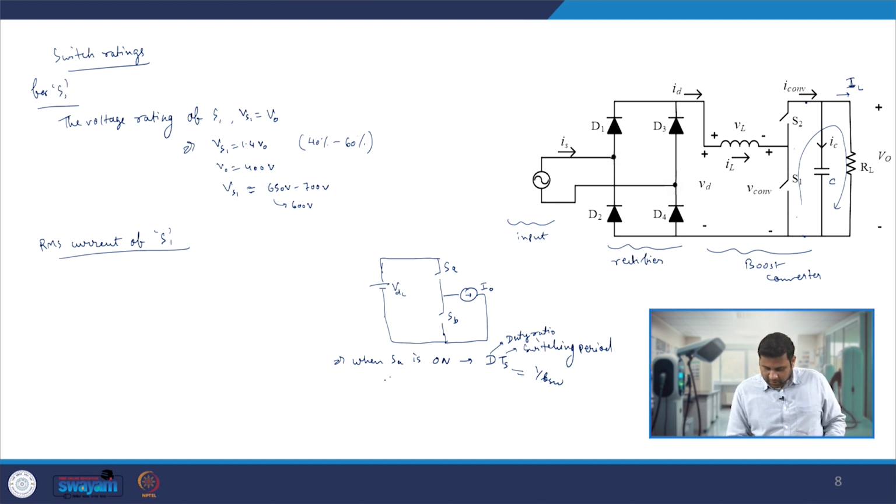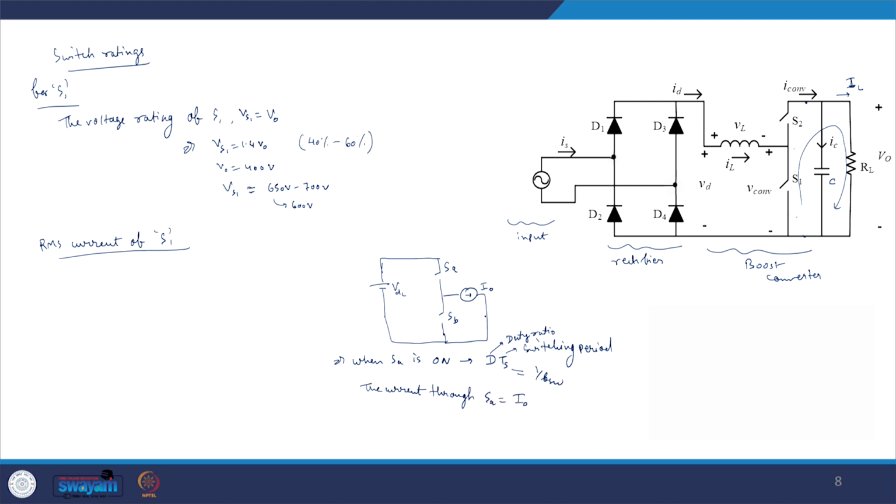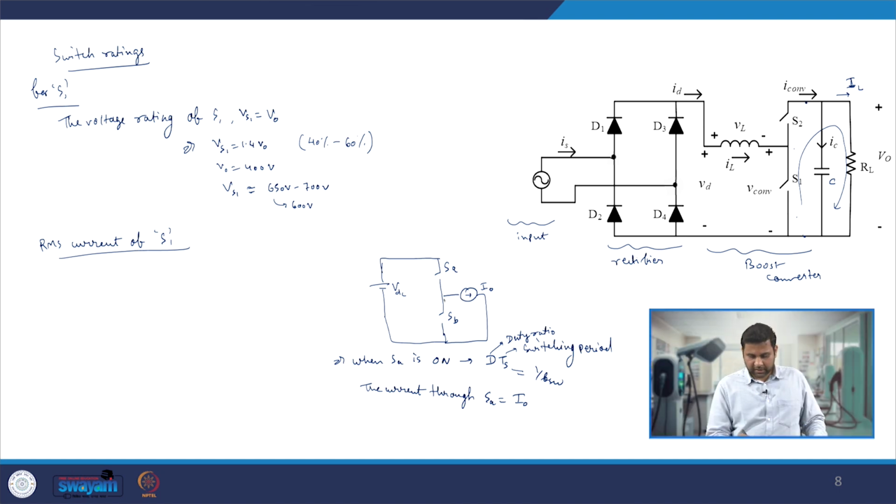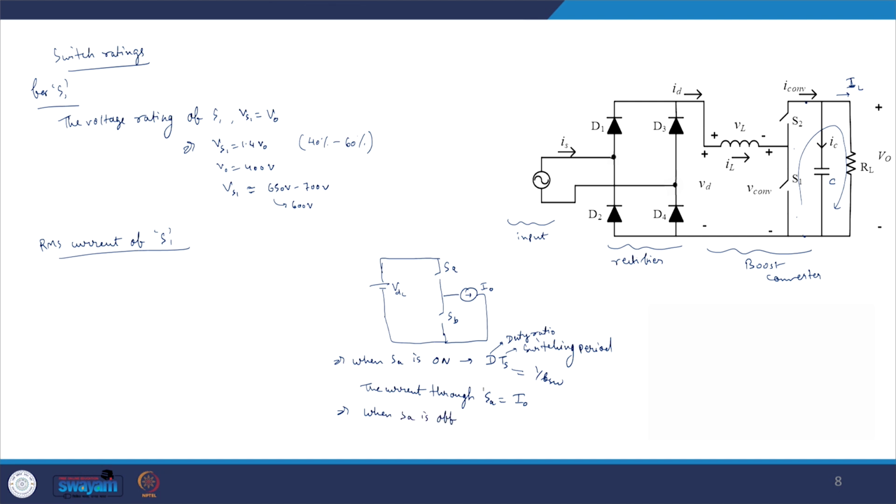So when the SA switch is on, the current through the SA switch is nothing but I naught, because that current is coming out of that half bridge and going through the load. Similarly, when SA is off, the current through SA is nothing but 0.